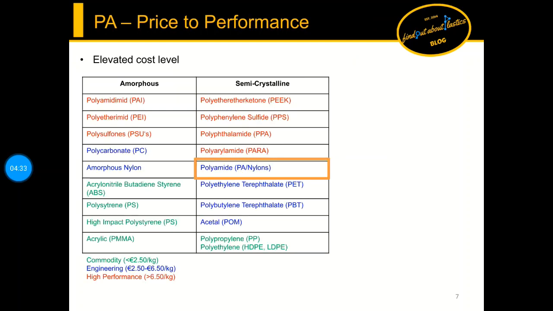Price to performance ratios. Polyamides are forming the base of engineering thermoplastics and have a price range of 2.5 euros per kg for base grades, and high heat nylons can reach up to 6.5 euros per kg.